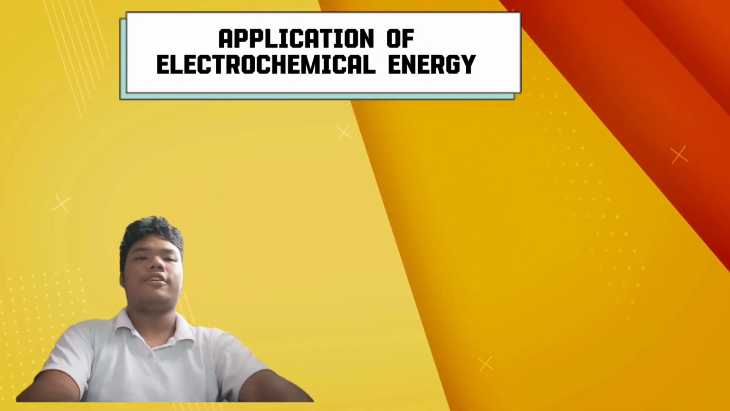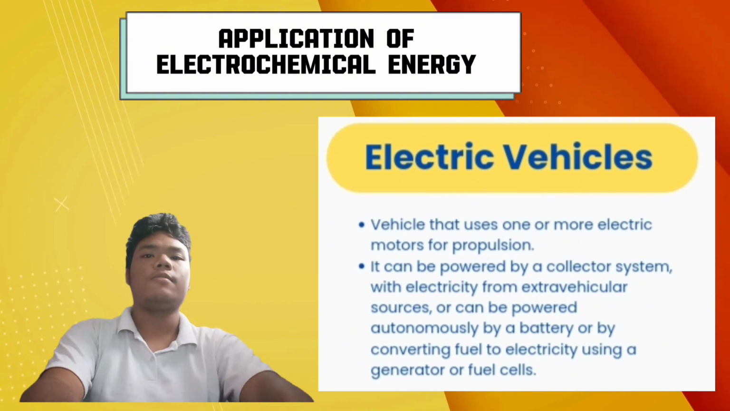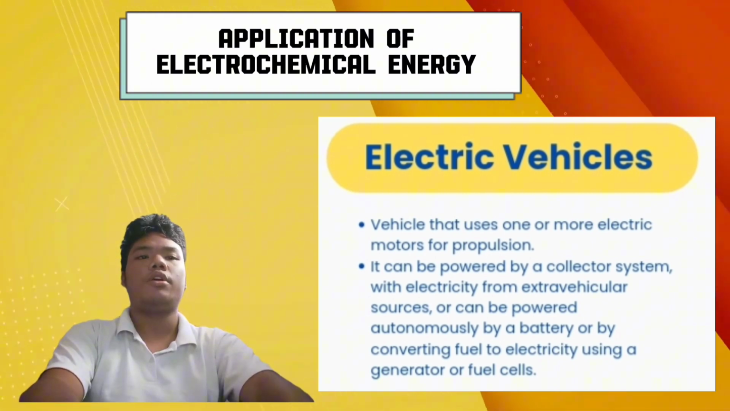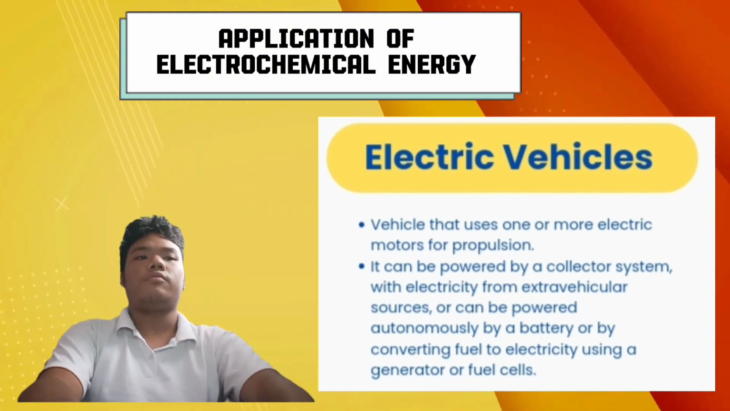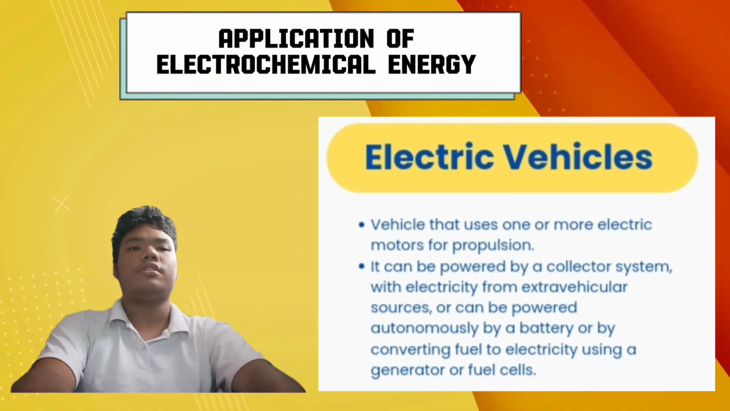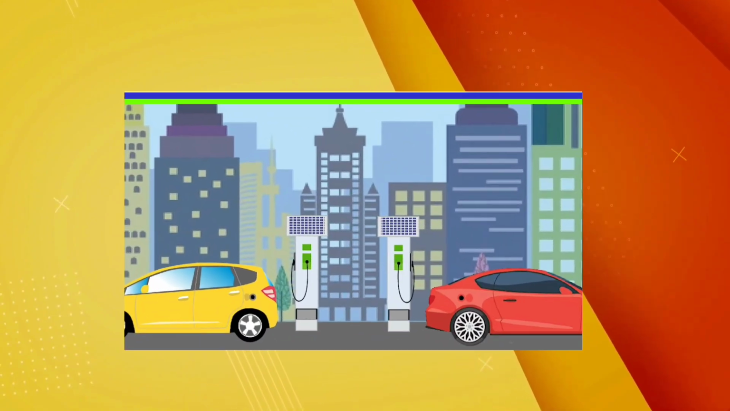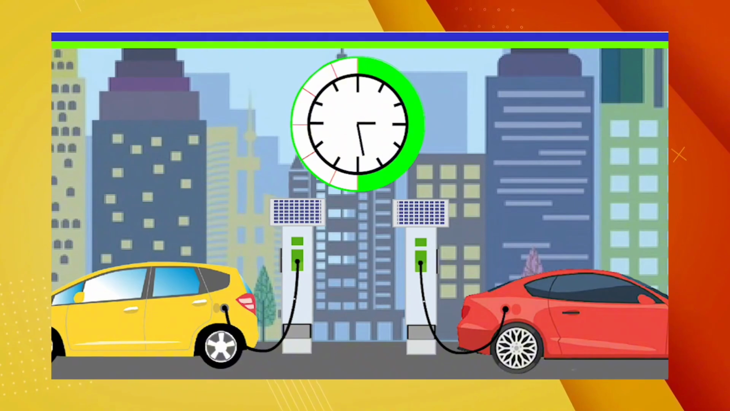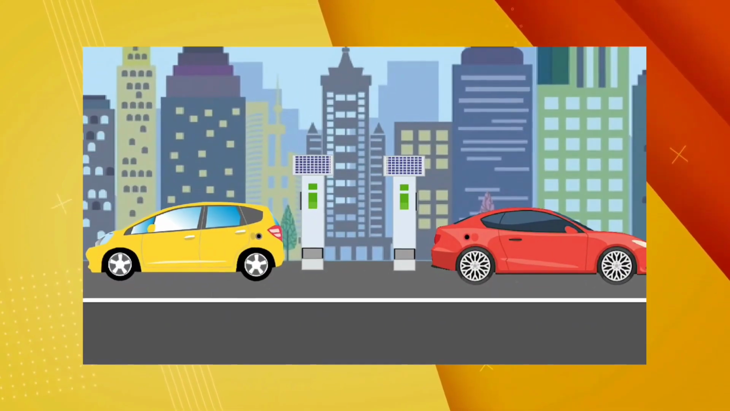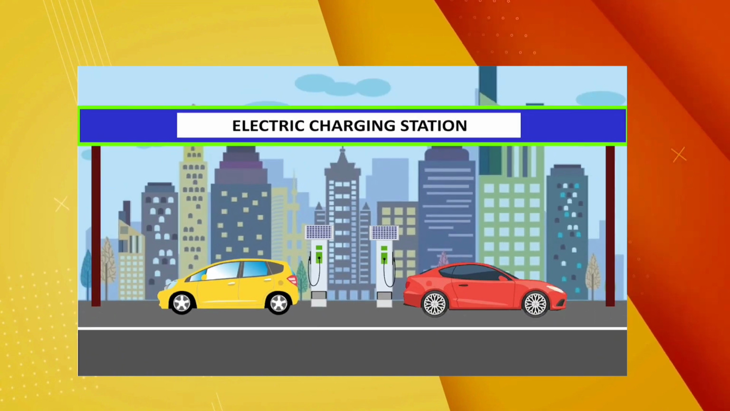The second application of electrochemical energy is electric vehicles. What is an electric vehicle? An electric vehicle, or EV, is a vehicle that uses one or more electric motors for propulsion. The vehicle can be powered by a collector system with electricity from extravehicular sources, or can be powered autonomously by a battery or by converting fuel to electricity using a generator or fuel cells. It uses electric motors that are powered by fuel cells or a battery.